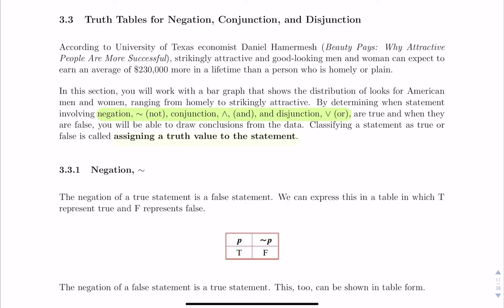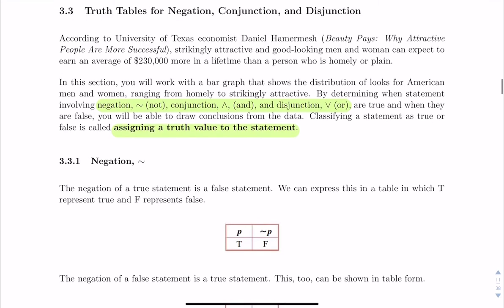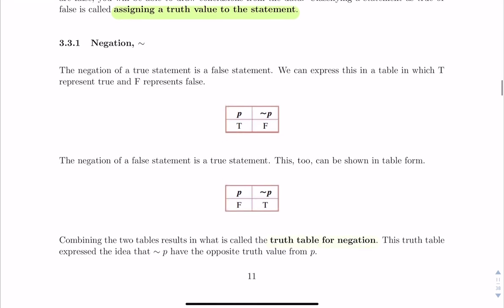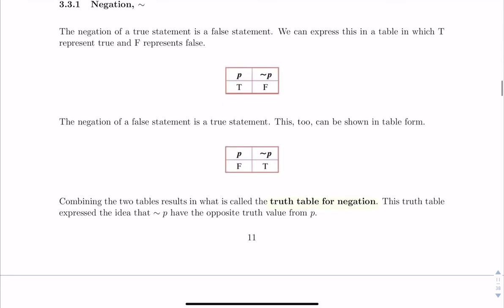Classifying a statement as true or false is called assigning a truth value to the statement. So we're going to start with negation. The negation of a true statement is a false statement. We can express this in a table in which T represents true and F represents false. The negation of a false statement is a true statement. This too can be shown in table form.